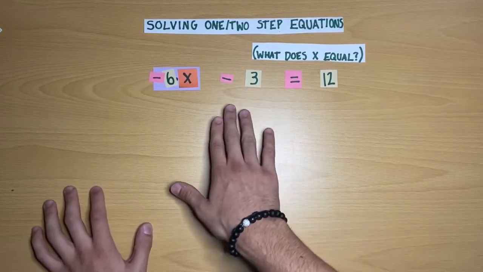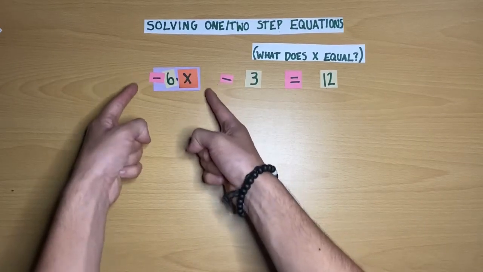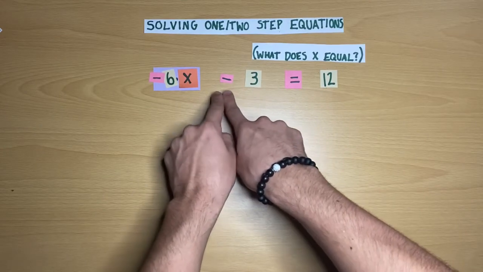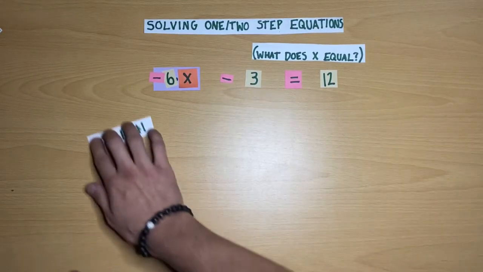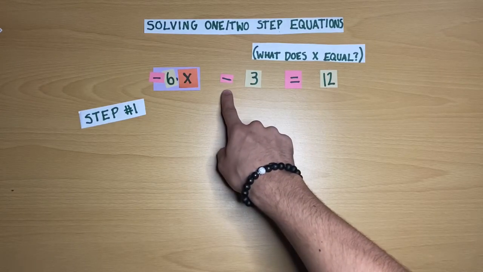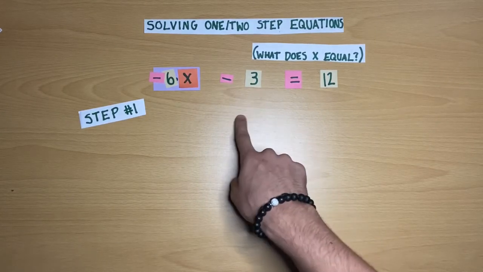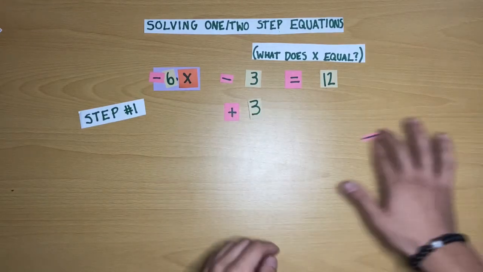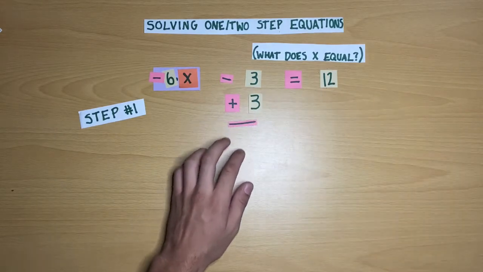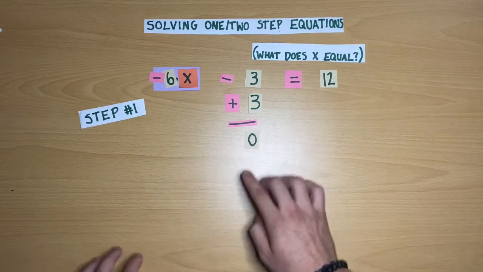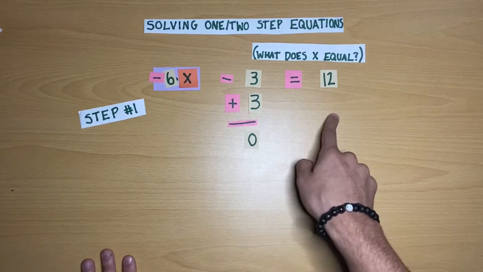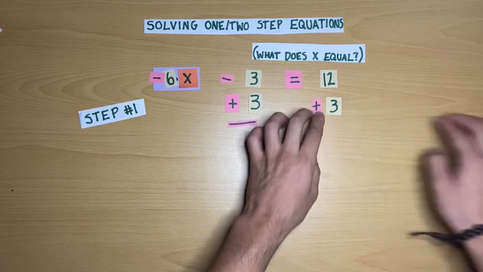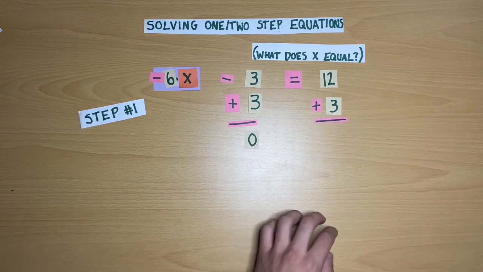So the first thing we'll do is we'll get this term with x in it by itself, and we'll get rid of this negative 3 or minus 3. So again, step number 1 is doing the inverse of minus 3, which is positive 3, so plus 3. So we add plus 3, and this is going to give us 0. And remember, we need to do this plus 3 to both sides. So we did plus 3 here, and we'll do plus 3 here. And this will just give us 15.